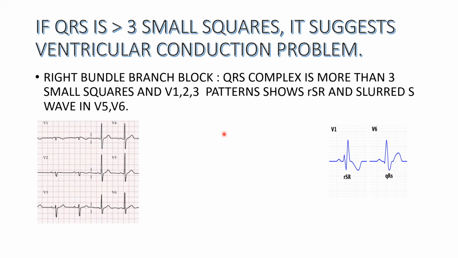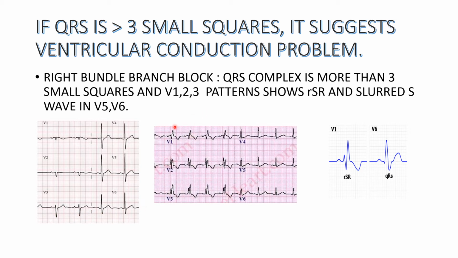So this is the normal V1, V2, V3 pattern as you expect in a normal ECG, and this is the typical RSR pattern which is seen in V1, V2 and V3, and a sluggish S wave as you can see in V5 and V6.